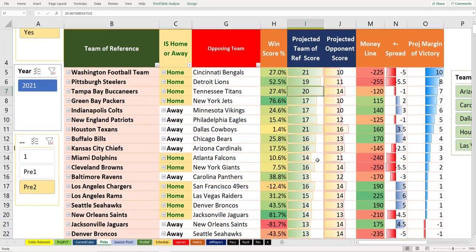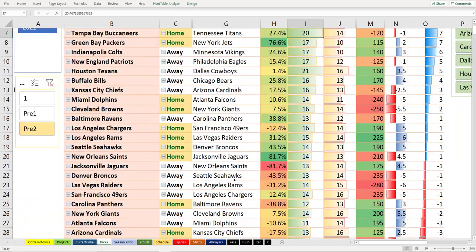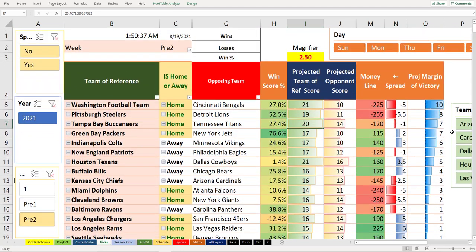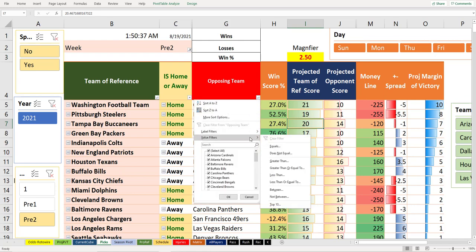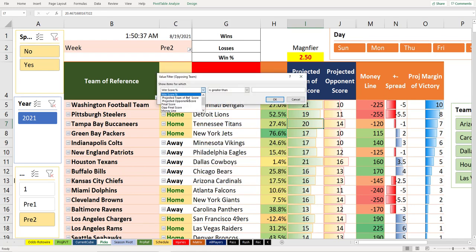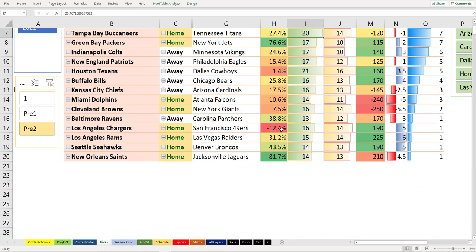Is there anything else of interest as we're looking at this list? Basically, if you want to filter this thing appropriately by who it thinks is going to win by the most number of points, based on the players playing and injuries and everything, then you want to say that the projected margin of victory is greater than 0. And these are the games it likes.